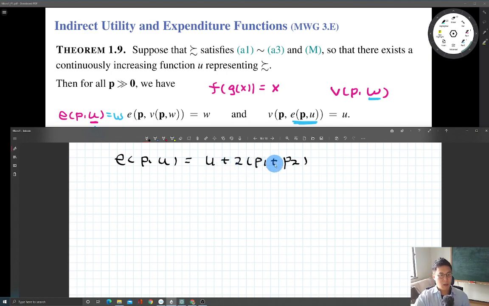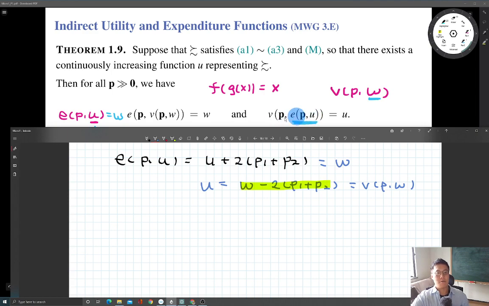And the way to recover indirect utility from this, we set this expenditure function equal to W. And then solving for U, we obtain this. And then this becomes the indirect utility, with P comma W. All right, and then making use of the second relation, we can recover expenditure function from the indirect utility.